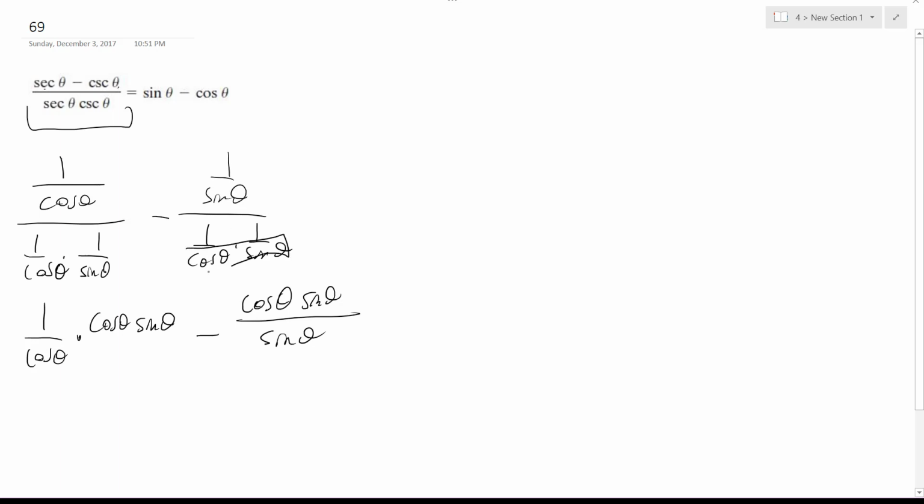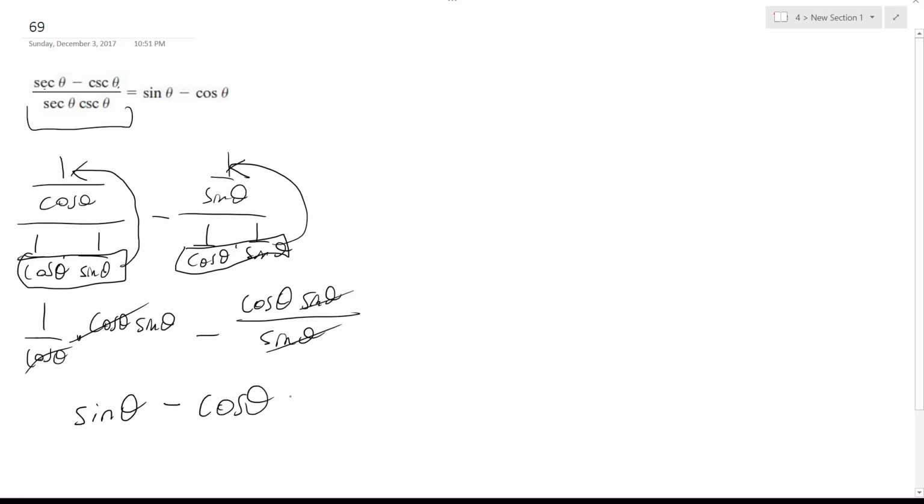Basically, this whole portion gets swapped up here, and this whole portion gets swapped up here. So this cancels off, we get sine theta, and then this cancels off, we get minus cosine theta. Oh hey, that matches up with what we have on the right. So that's how you prove this equation or justify this, and I hope that helps you out.